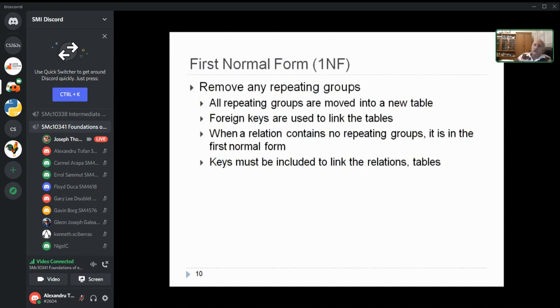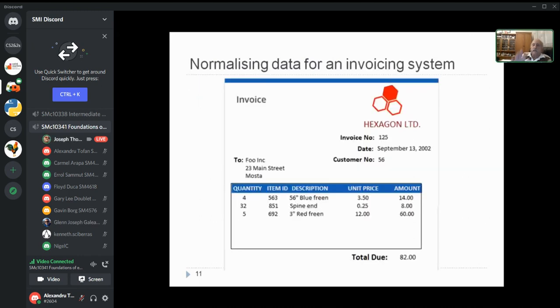First of all, going to first normal form. So we remove any repeating fields. If I show you the example, it will be clearer. Here we have an invoice, and you need to normalize the data for an invoicing system. So the first thing that we need to identify is the unnormalized data. What is the data on this form here?